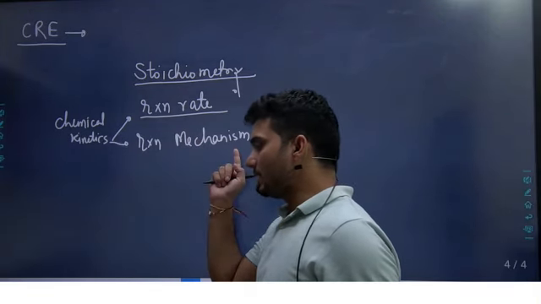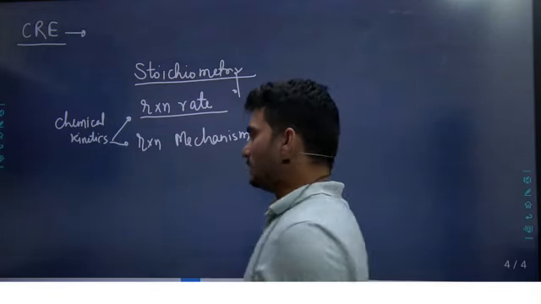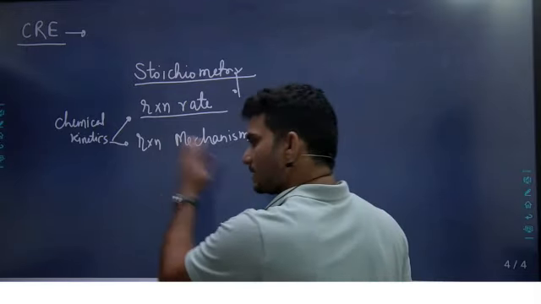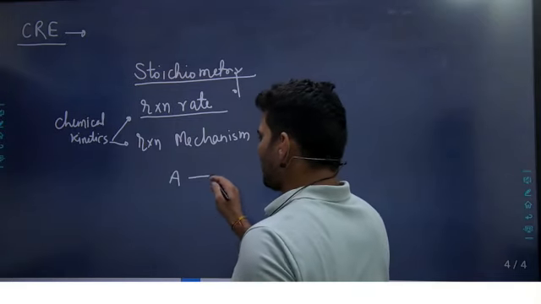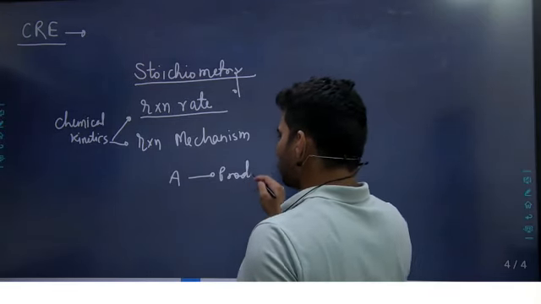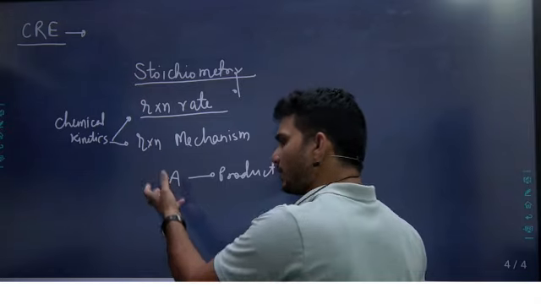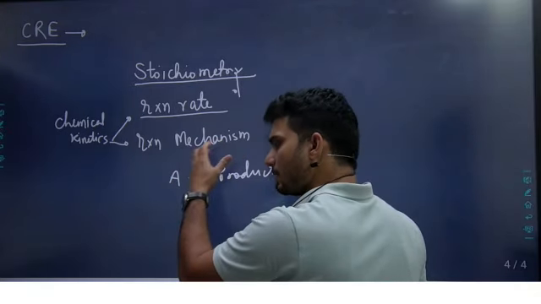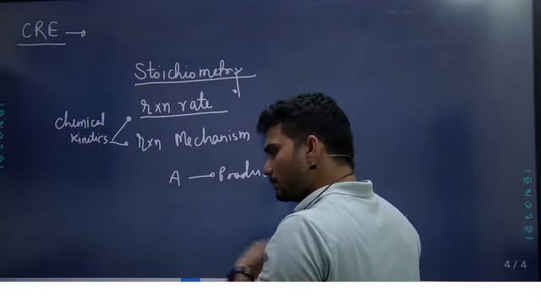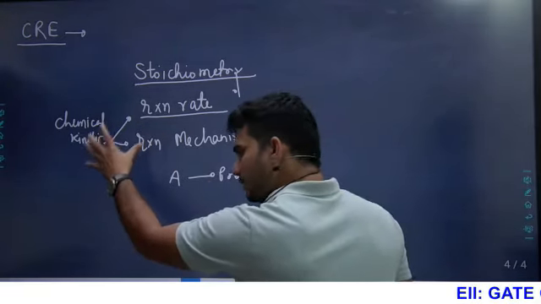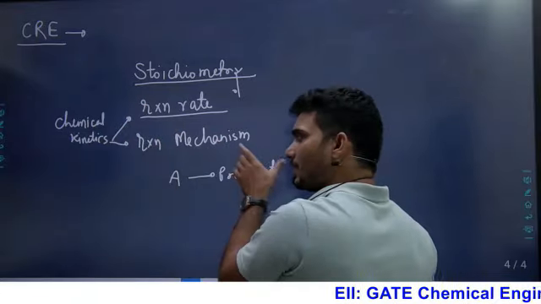The reaction mechanism means whether the reaction is taking place in a single step. Ultimately we find it as A gives product, but it may be possible that this reactant first converts into some other intermediate, and then it converts into the product. So due to that, in chemical kinetics we will also discuss the reaction mechanism.